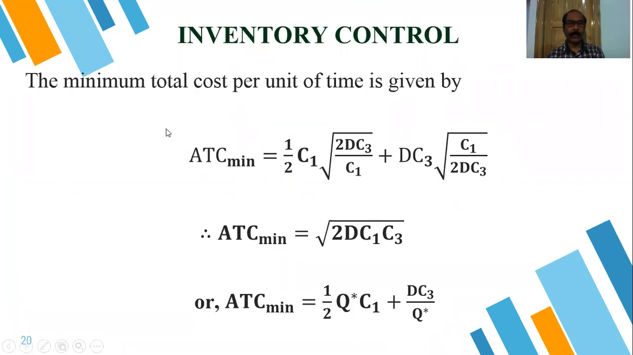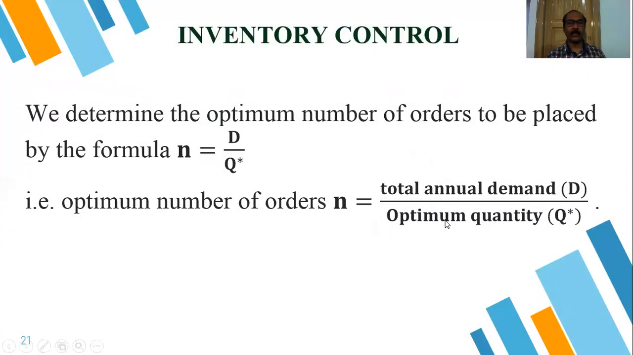we will get that DC3 this part. So this is the one relation to find out the ATC mean, and another ATC mean we can find out: square root of twice DC1 C3. So we can apply this also. Or another is ATC mean is equal to half Q star C1 and DC3 by Q star. DC3 by Q star, that's why it is twice DC3 by C1. It is changing the denominator to numerator. So this formula, any one we have to remember during the numerical calculations or when we are doing the problem.